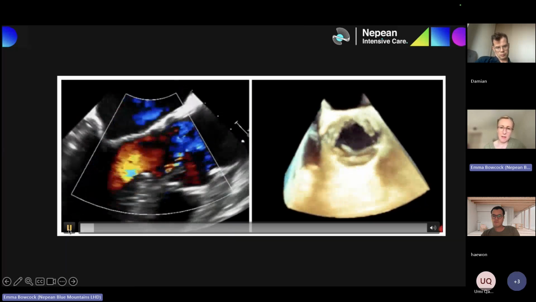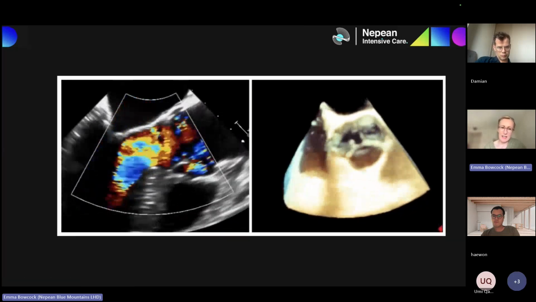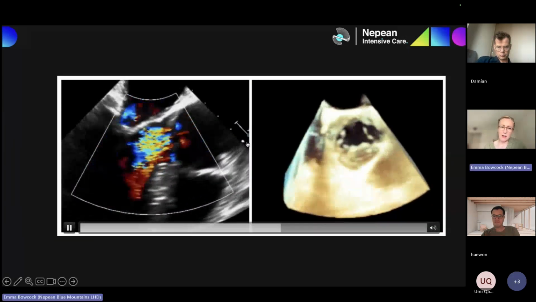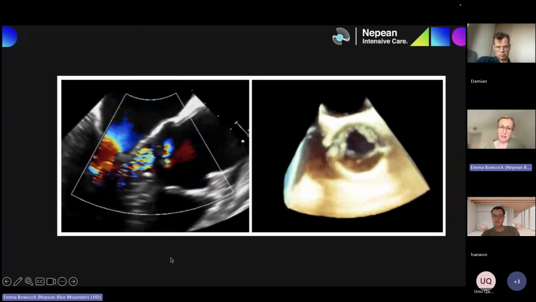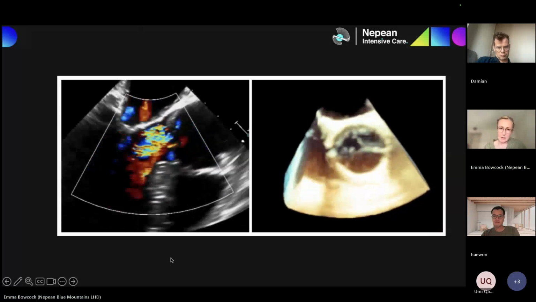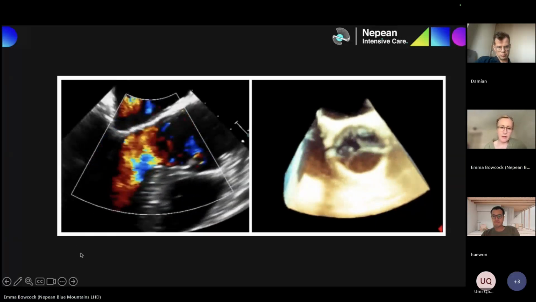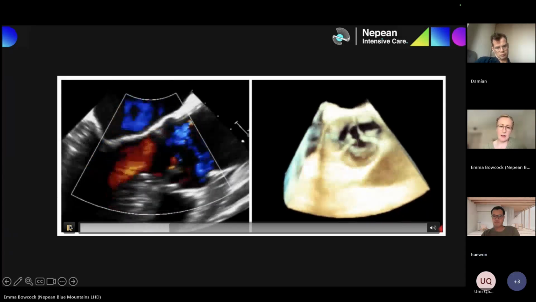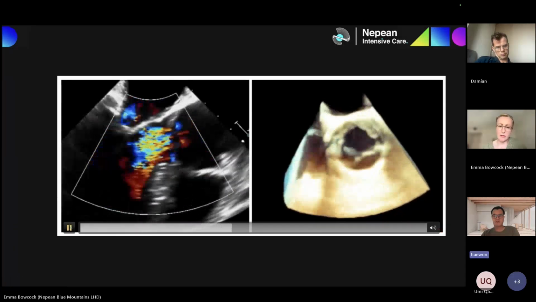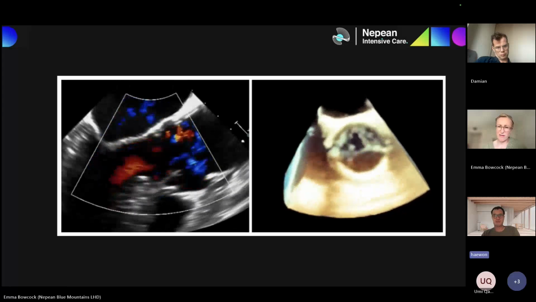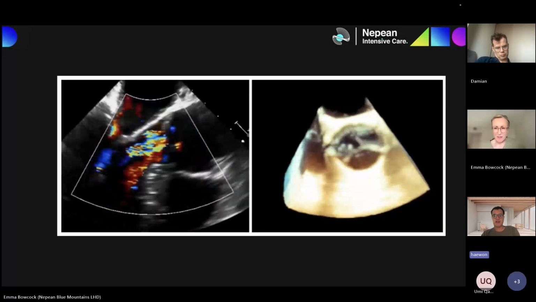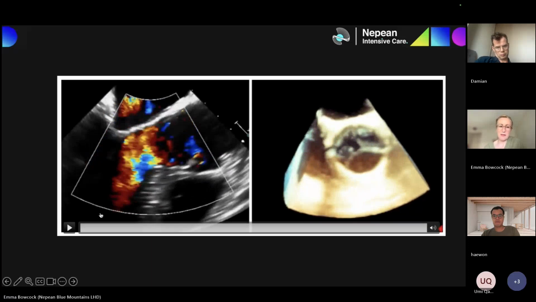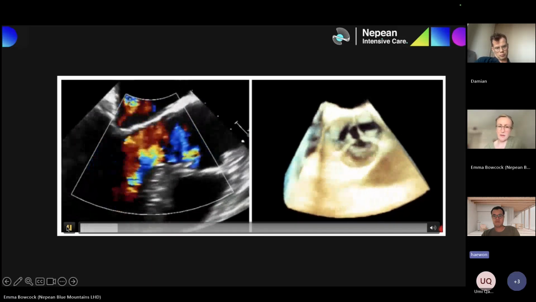All right, what do we think of the mechanism here then? Does someone want to describe what we can see in this left-sided loop? I think there are at least two eccentric AR jets with flow convergence on the left, on the color Doppler.